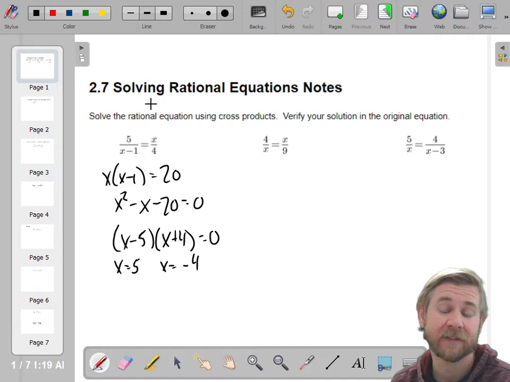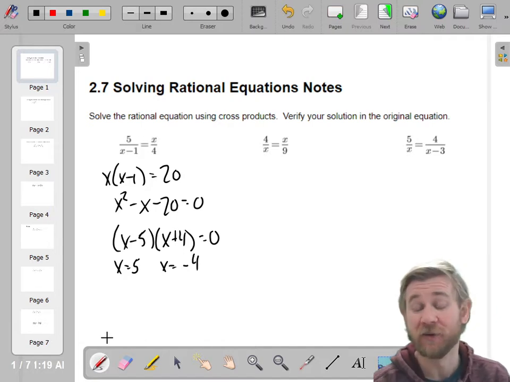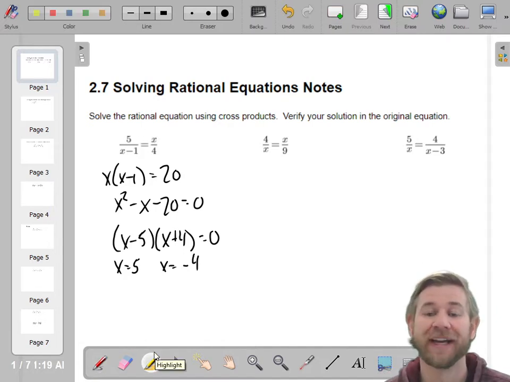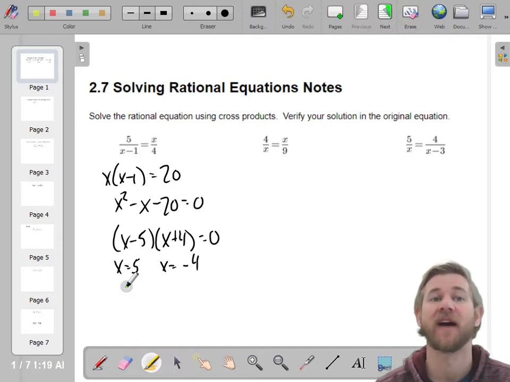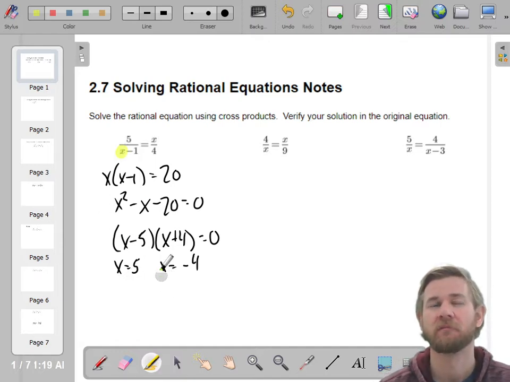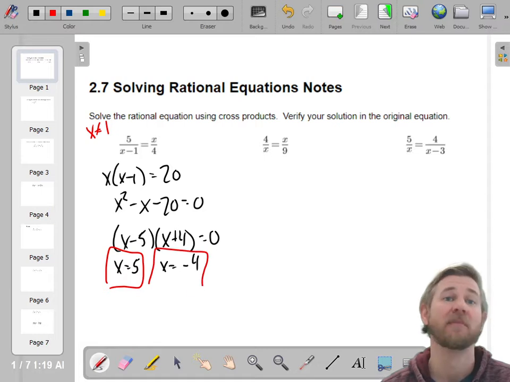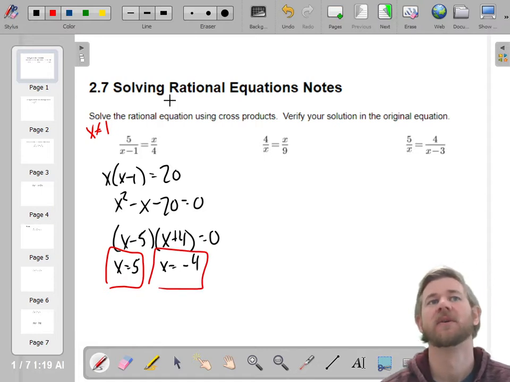Or could it? So when you're doing rational equations, you need to check for extraneous solutions. So if I plug 5 in, do I get 0 in the denominator? No. If I plug negative 4 in, do I get 0 for the denominator? No. What you just need to realize is that 1 is not in the domain. So if you would have gotten 1 as an answer, that's called an extraneous solution. These, yeah, they both work. They're fine. So let's do another one.